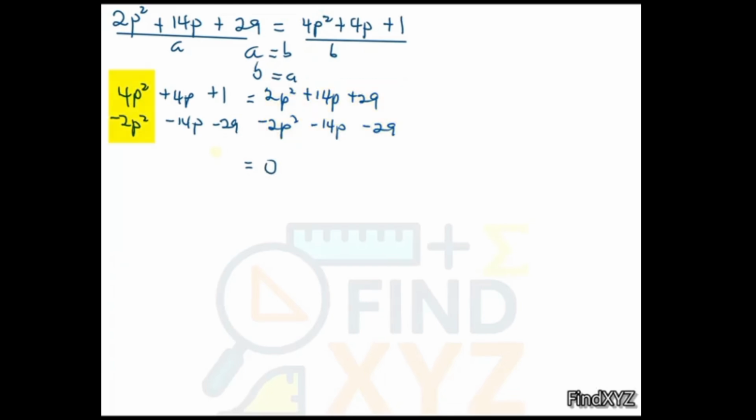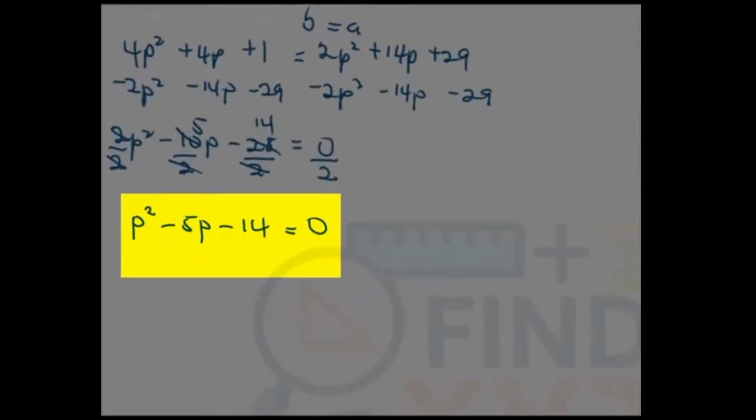Then 4P squared minus 2P squared will give us 2P squared. Then plus 4P minus 14P will give us negative 10P. Then finally 1 minus 29 will give us negative 28. Then we can simplify this quadratic by dividing each term by 2, because 2, 10, and 28 are all divisible by 2. So this divided by 2, this divided by 2, this divided by 2, this divided by 2, so that we can have a simplified quadratic equation. 2 divides 2. How many 2s are in 10? That is 5. How many 2s are in 28? That is 14. So we have P squared minus 5P minus 14 is equal to 0 divided by 2, which is still 0. This is our quadratic equation.